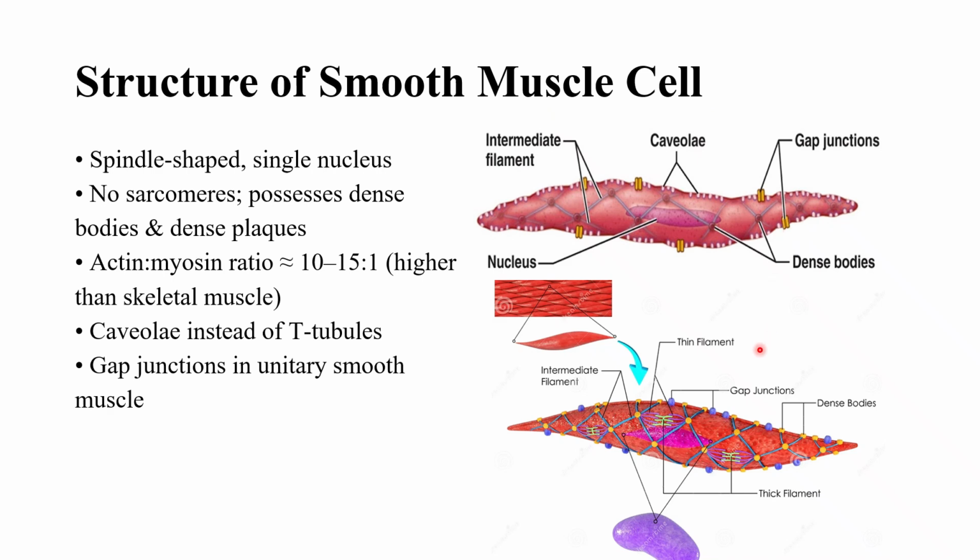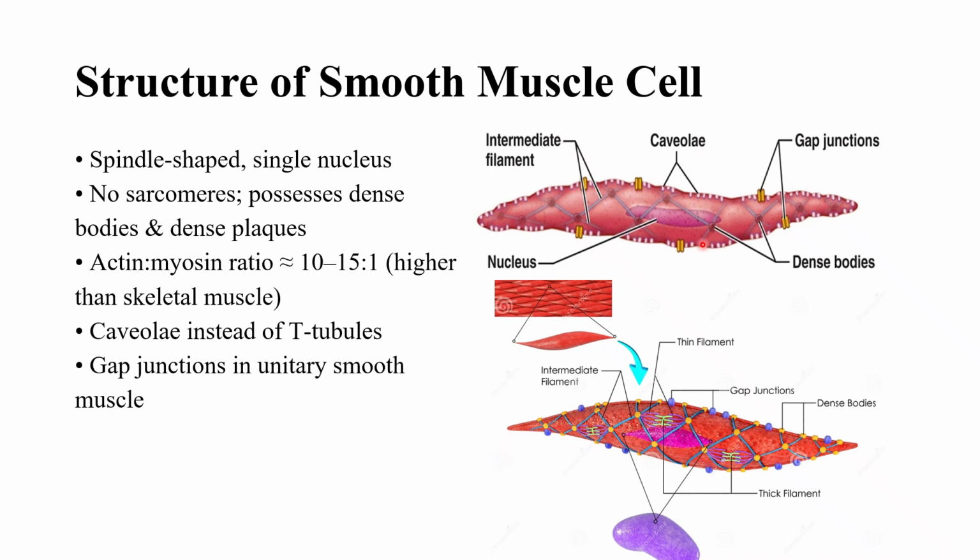Now, zooming in further, you'll see the actin and the myosin filament. The ratio of actin to myosin is high, and this abundance of actin contributes to slow, sustained contractions rather than the fast, powerful ones seen in skeletal muscle.